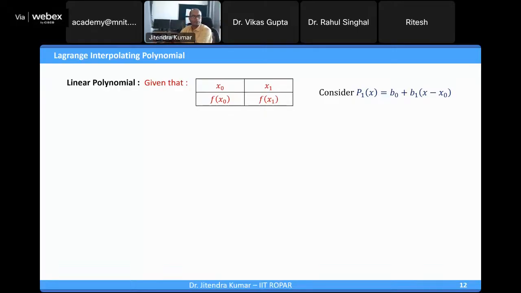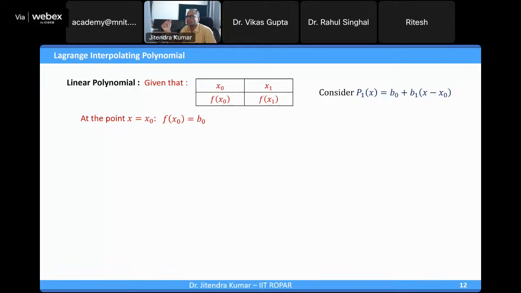In this format, because this is going to help us, we take it in this particular form, b0 plus b1 times (x minus x0), but this is just a first degree polynomial. You can take it in any other format also, not necessarily this format. So in that case, how can you fit the given data points? At x equal to x0, this should satisfy the polynomial. So you can get it directly, and that was the reason for taking it in this particular format.